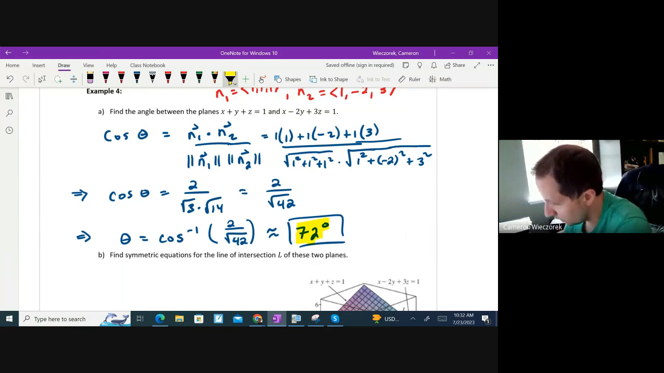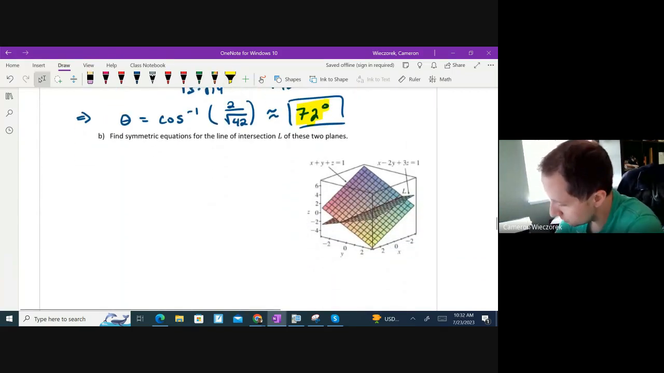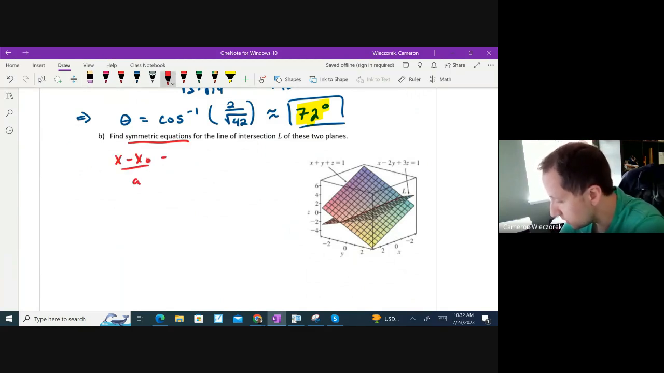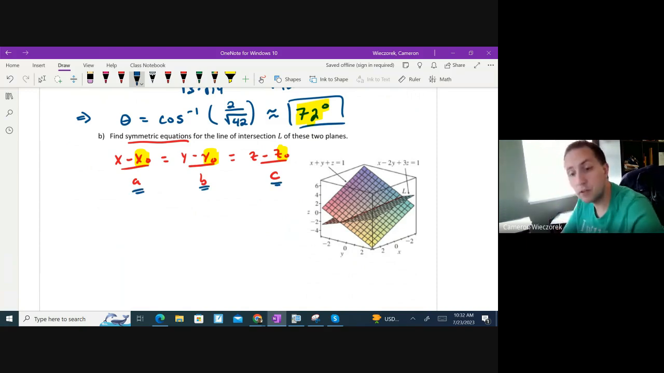Okay, last one here. Find symmetric equations. Recall what that means. That's x minus x naught over A equals y minus y naught over B equals z minus z naught over C. X naught, y naught, z naught are the coordinates of the initial point. A, B, and C are the components of the direction vector of the line.